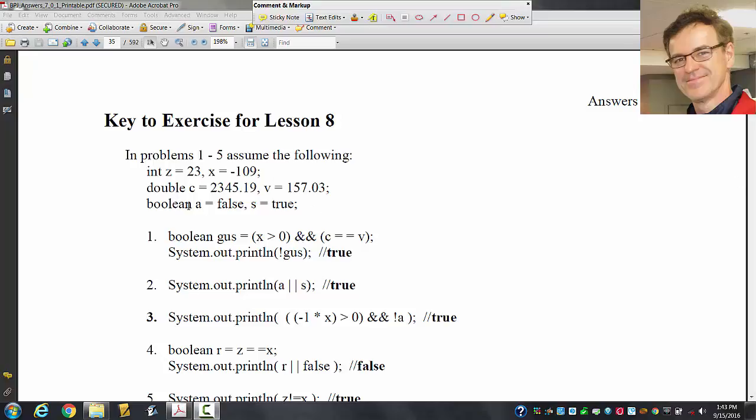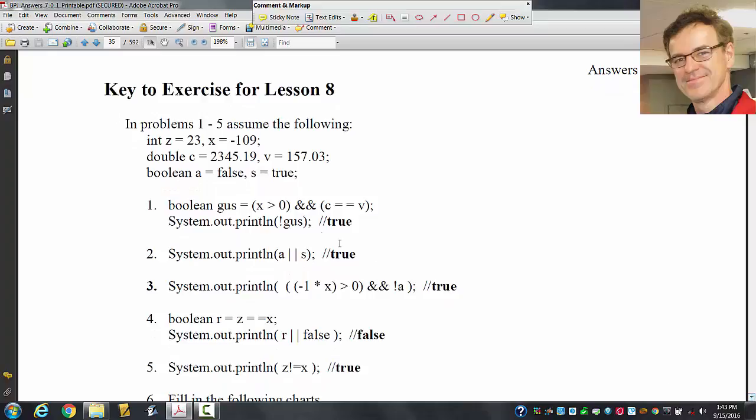We see a and s are new type variable Boolean. And the first one we have is x bigger than 0, and it's not. So right away we have a false on the left side of this and. And an and can only be true if both sides are true. So there's no way this thing's going to be true. I can just ignore looking at the right side because I know no matter what the right side is, be it false or true, the whole thing's going to be false.